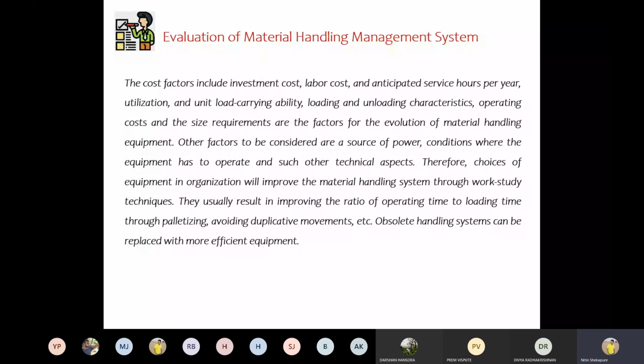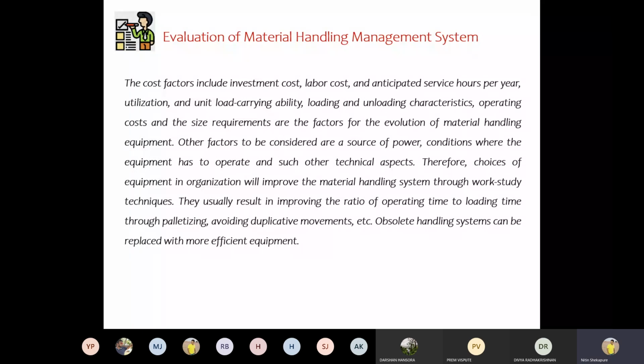And at the same time, if you are using those equipment, you also need to consider the other factors, which are nothing but the source of power, the conditions where the equipment has to operate, and such other technical aspects. Suppose you are going to use petrol to run it, or you are going to use electricity. That we need to study very wisely, so in the longer term we will understand which one is more beneficial to us.